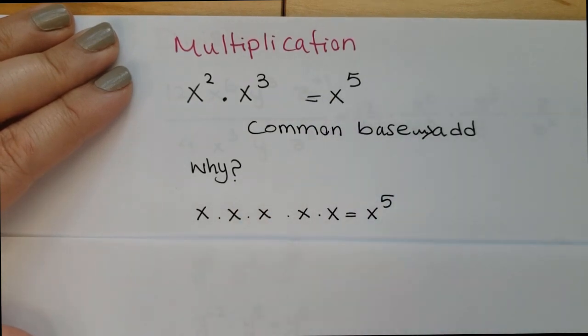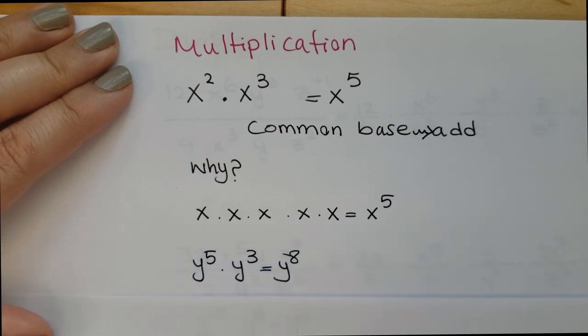We add the power. And let's do a couple examples. Y to the power 5 multiply y to the power 3. The answer is y to the power 8. Y to the power -2 times y to the power 8. We add them. 8 minus 2 is 6.